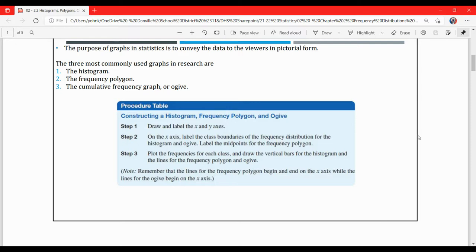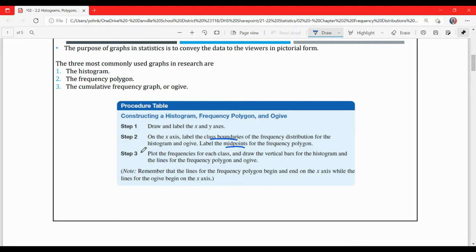And so this blue table right here is like a recipe that you can look back on later when you're confused or you don't remember what to do. Step 1, we're going to draw and label the x and y axes. Step 2, on the x-axis, we're going to label class boundaries of the frequency distribution for the histogram and the ogive, but we're going to label the midpoints for the frequency polygon.